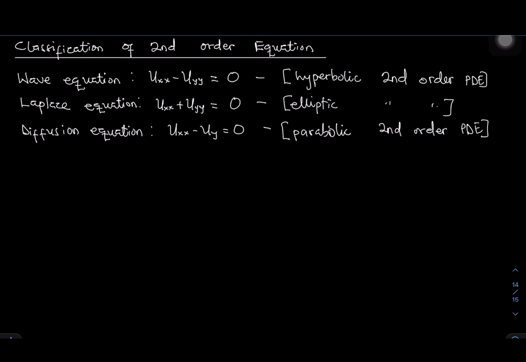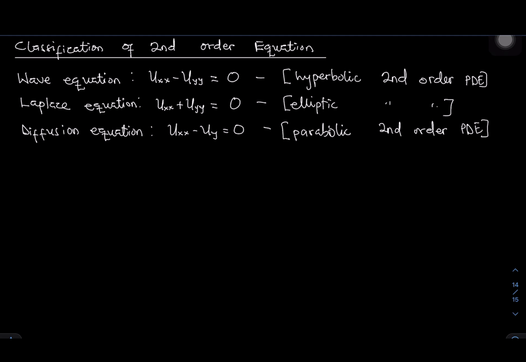These classes are based on the kind of operator that joins the second order terms. In the wave equation, uxx and uyy are joined with a negative sign, so keep that in mind. In the Laplace equation, the second order terms uxx and uyy are joined by a positive sign. In the diffusion equation, you just have one term, the uxx. It's more like there's a zero connecting uxx and uyy. So keep that in mind.